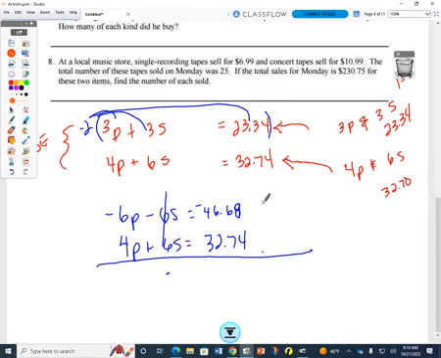All right. So go ahead and finish that one before you pack up. Add them together, or at least solve for the one variable before you pack up.